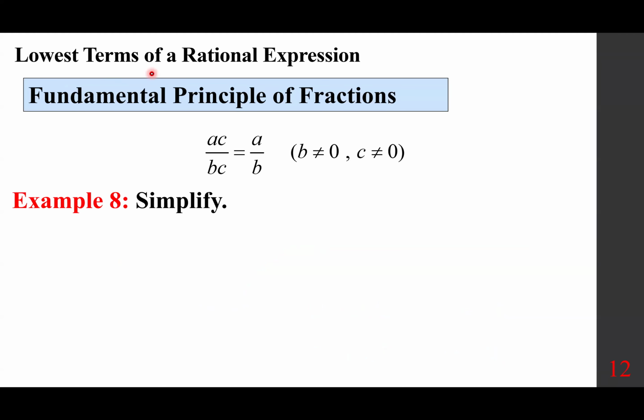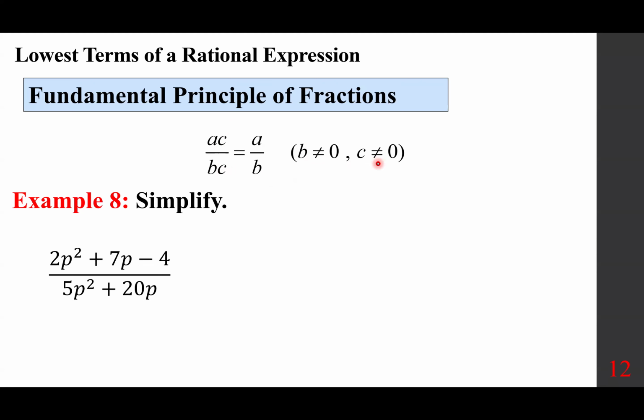Lowest term of a rational expression, fundamental principle of fractions. AC over BC is equal to A over B because you drop the common factor of C. Needless to say, the denominator can't be 0. So B is not 0, C is not 0 either.